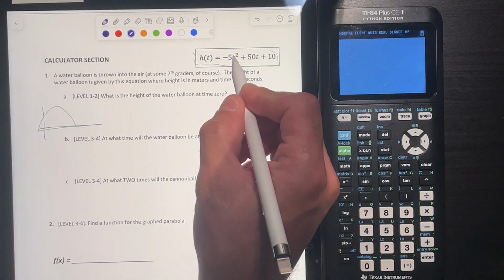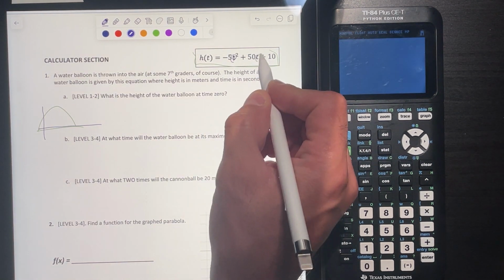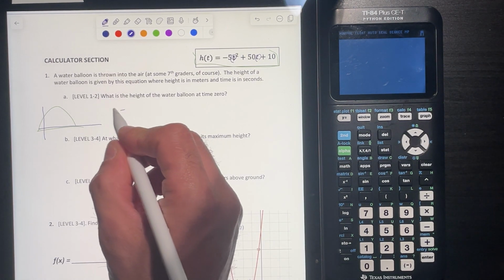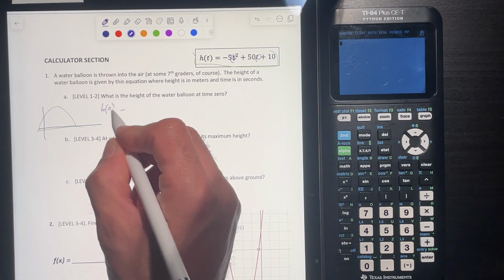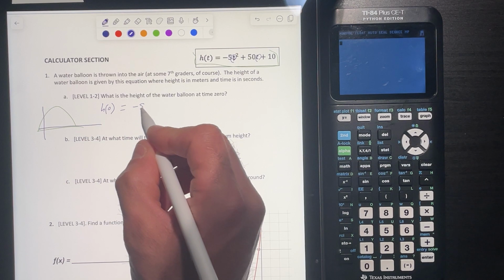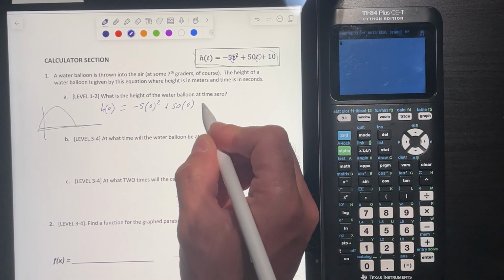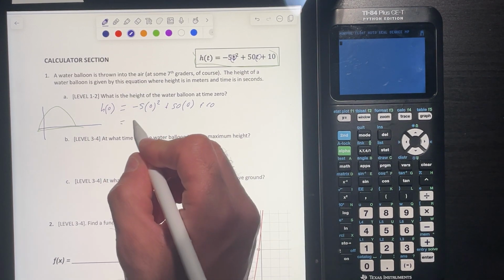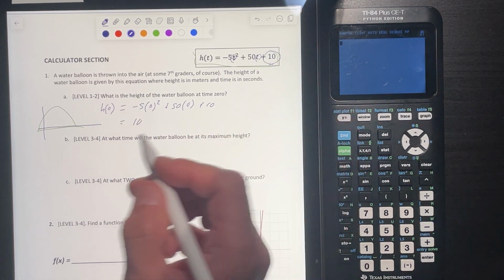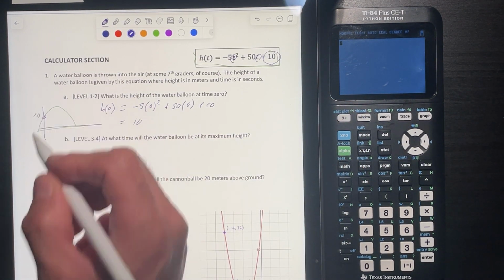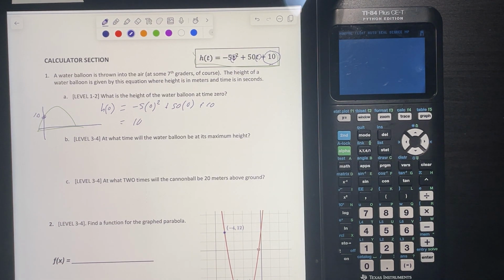Well, time 0 means put 0 in for this and this. So this becomes -5. So height based at time 0 is -5, 0 squared, plus 50 times 0, plus 10. Lo and behold, it's 10. It's always that C value. So this point is 10. Excellent. All right. Now it says, like, what time will it be at its maximum height?